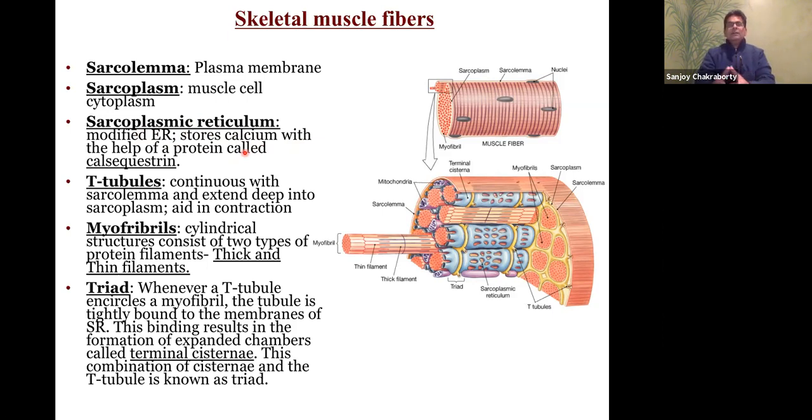This is a modified smooth ER. They store calcium ion with the help of a protein. That protein's name is calsequestrin. Calsequestrin is a protein that helps store tons of calcium ion in the sarcoplasmic reticulum. In this picture, you see those blue color bags or sacs; those are the sarcoplasmic reticulum. Inside the sarcoplasmic reticulum, we have calcium ions, which are required for muscle contraction. How they come out and how they go back, we are going to study later on.